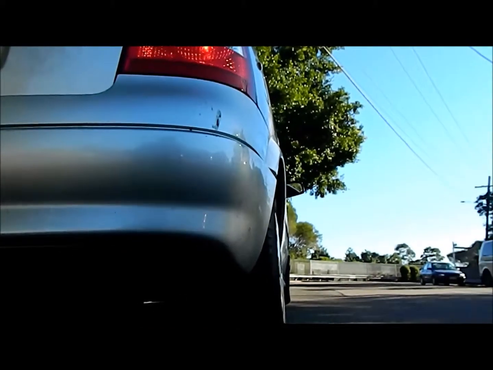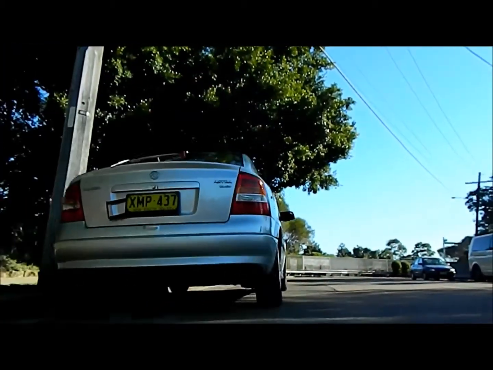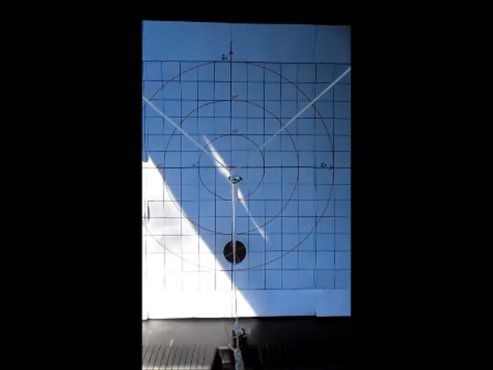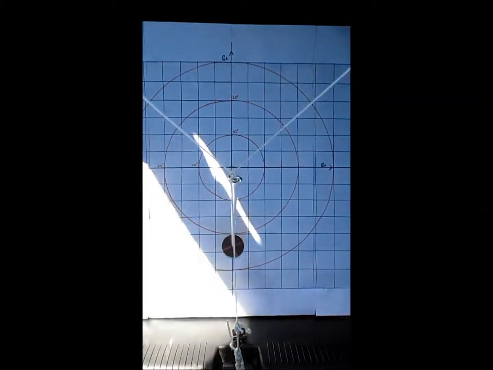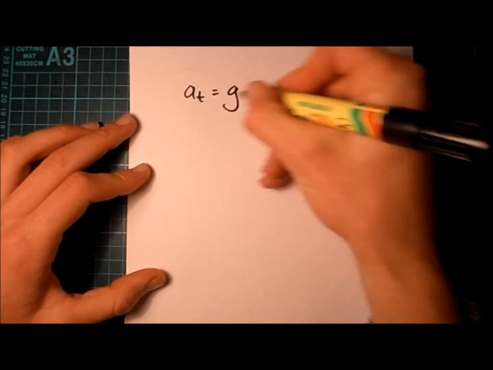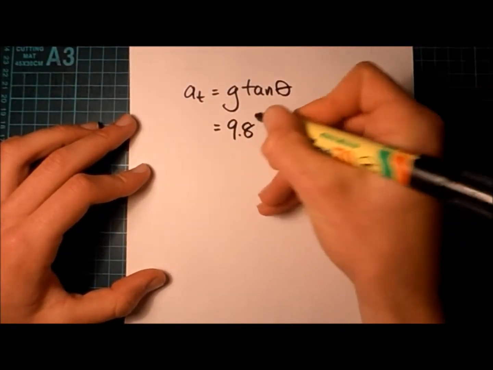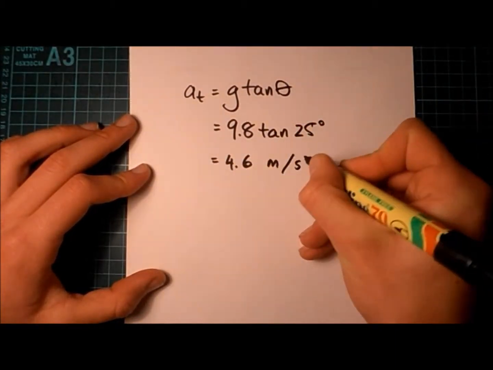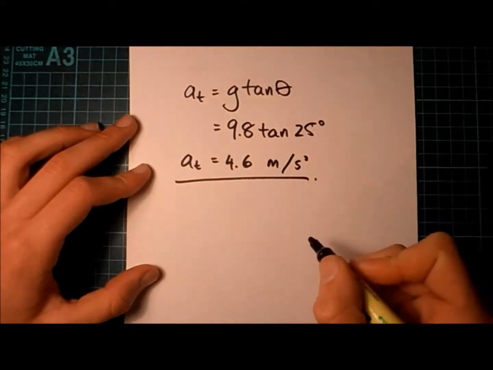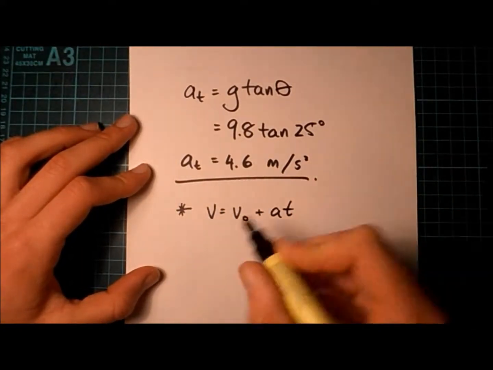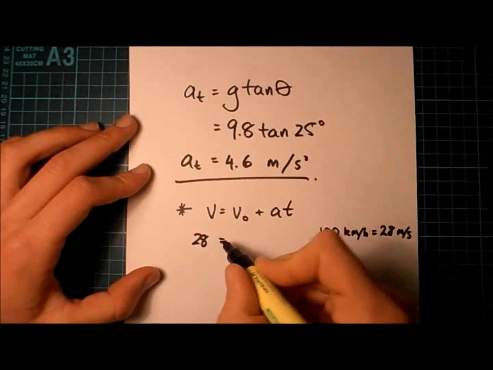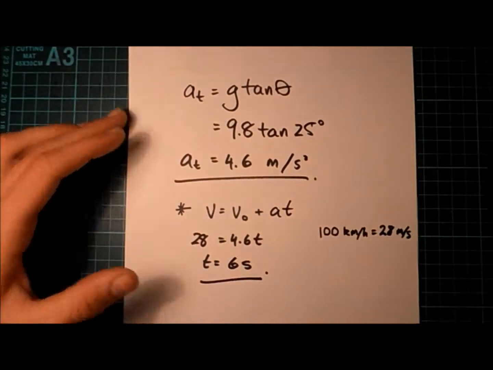So let's try this out, first with an acceleration in the tangential direction. As I take off, you can see that the maximum angle the pendulum makes is around here, which is about 25 degrees. So, back to our formula for acceleration. Acceleration equals g tan theta. We know that g is 9.8, theta is 25 degrees, so evaluating that gets us 4.6 meters per second per second. Now if we make the rather large assumption that acceleration continues, my high-powered sports car can reach 100 km an hour in only 6 seconds.